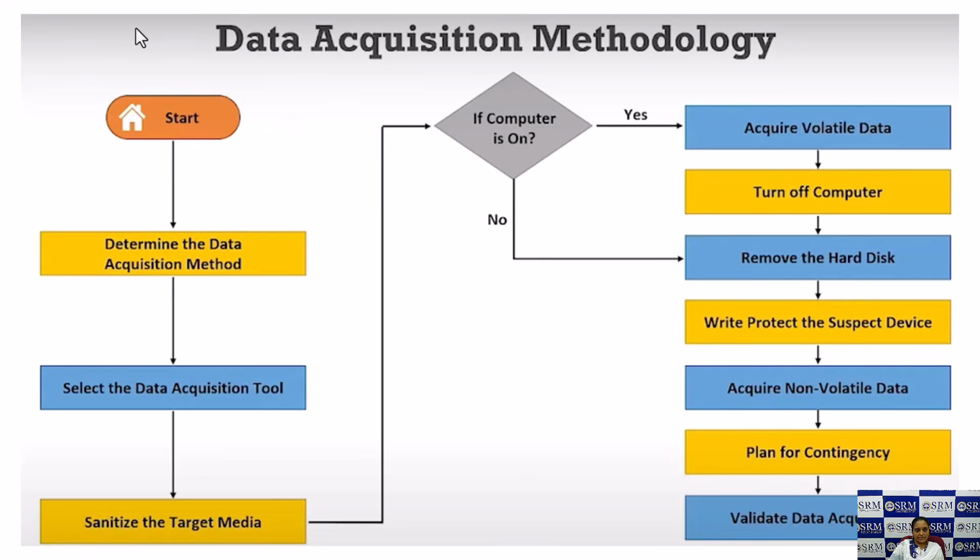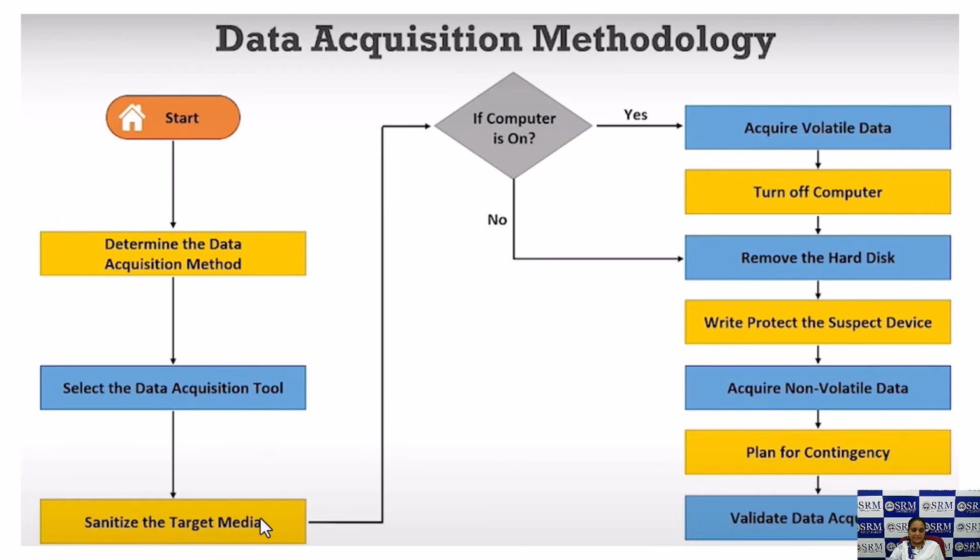Okay, so let us see the steps involved in the data acquisition methodology through a flow chart. The moment the forensic officer enters the crime scene, they start the process by determining the data acquisition method, which is physical versus logical. I already told you that. Then select the data acquisition tool. For RAM capture, Volatility is the tool. For your hard disk, you can use FTK, that means via a write blocker, FTK Imager or other tools can be used.